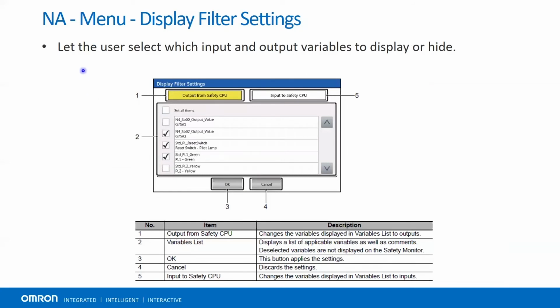Display filter settings. That's where the user selects which input and output variables to display or hide. So here, output from the safety CPU changes the variable displayed in the variable list to output. Number 2, the variable list displays a list of applicable variables as well as comments. These selected variables will not display on the safety monitor. OK, this button applies the settings. Cancel discards the settings. And input to safety CPU changes the variable displayed in the variable list to input.